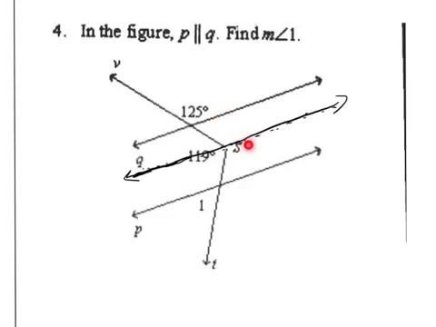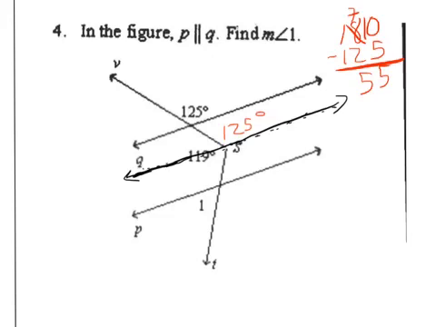Well, if these two top lines are parallel, then that means this angle here corresponds to this angle here, and they must be congruent. So I'm going to say, hey, this angle right here is 125 degrees. Well, that means this little angle in here has to be the supplement of 125. Well, to find a supplement, remember, we just do 180 minus the number we're trying to find the supplement to. And 180 minus 125, we get 55. So this is 55 degrees.